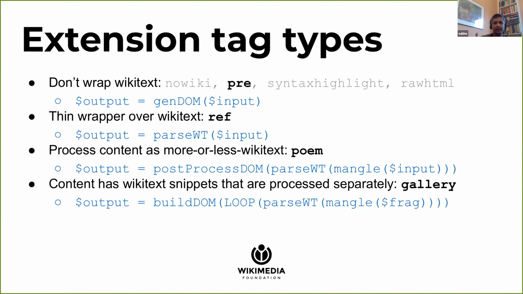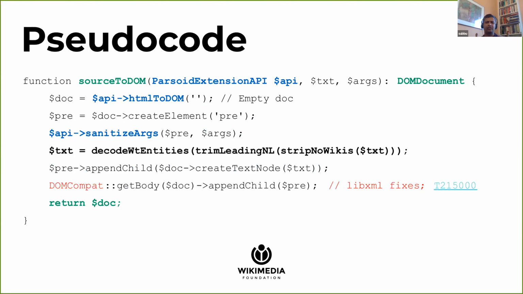So let's look at the pre as an example. The config I'm skipping because it's probably pretty obvious how it's going to look. But let's look at how it is converting its input source to the DOM. In this case, it's pretty straightforward. Pre simply takes the content of the tag, strips nowikis, decodes Wikitext entities, and stuffs that into a pre element. So in this case, you're using the API to construct the empty document, the DOM. You're using the API to sanitize the args. And then you're sticking the output in the pre element directly into the body.